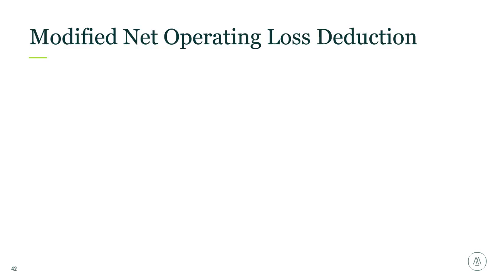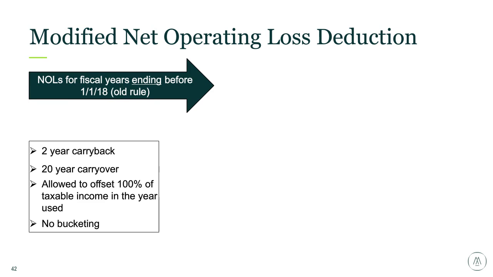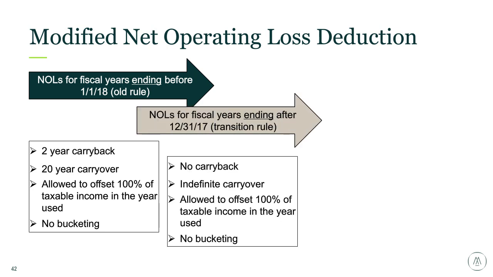I mentioned that the net operating loss deductions were modified, so I'm going to show you three different rules here. Prior to 12/31/17, under the old rule, net operating losses were carried back 2 years, forward 20, offset 100% of our taxable income, and we didn't have to separately account for our activities. Under a transition rule, for net operating losses for fiscal years ending after 12/31/17 that started prior to this, we don't get to carry back, but we get to carry forward indefinitely, and we can offset 100% of taxable income, and we don't have to worry about separately aggregating between the activities.